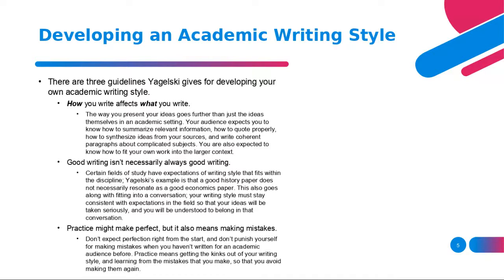Here's what Yagelski has to say about it. In academic writing, that means adopting an appropriate style and presenting your ideas in a way that meets the expectations of your audience. Academic audiences expect writers to know how to summarize relevant information and other points of view, to quote properly from appropriate sources, to synthesize ideas clearly, to write coherent paragraphs about complicated subject matter, to place the arguments or analyses in the context of the larger academic subject within which they are writing. So, you kind of have to bring it all together and bring it to bear toward the academic style of writing.